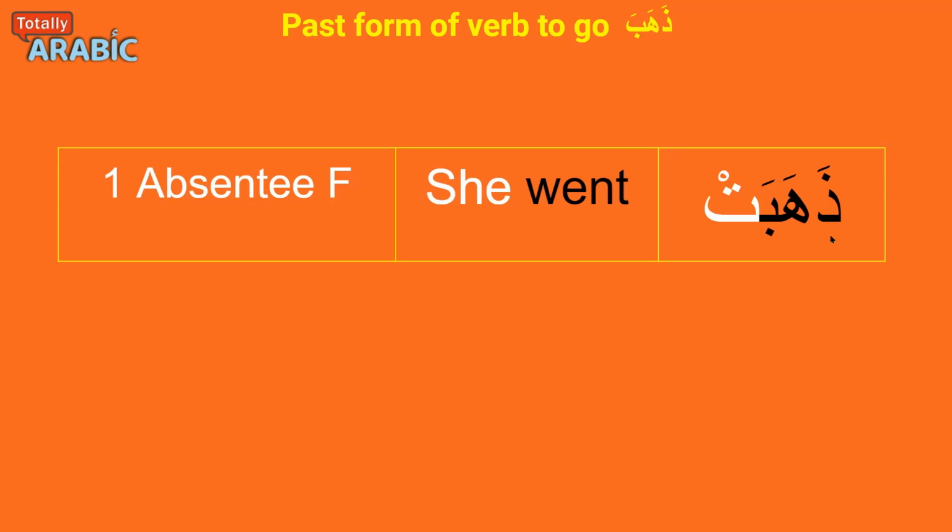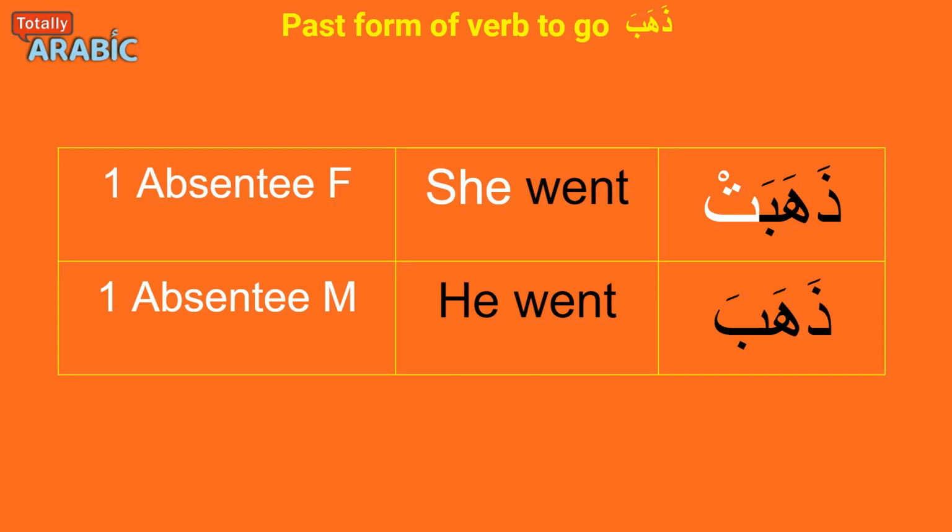You can see that the verb is keeping the harakat of the root dha, ha, ba, which is fatha in all letters. Here, fatha, fatha, fatha. And then we add ta with sukun. And this ta with sukun is actually replacing she. So she went, ذهبت. If the absentee is actually male and only one person, we say in English, he went. In Arabic, we just keep the form of the root.